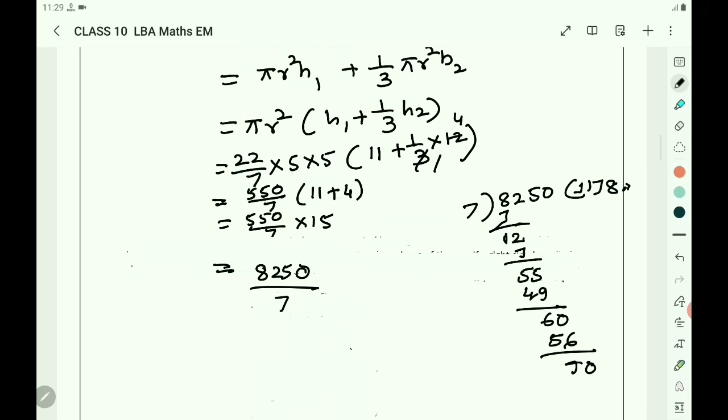Then 7 5s are 35. 5 is remaining. 7 sevens are 49. 1 is remaining. Again 7 ones are 7. Then the volume equals 1178.57 cm cube is the volume.